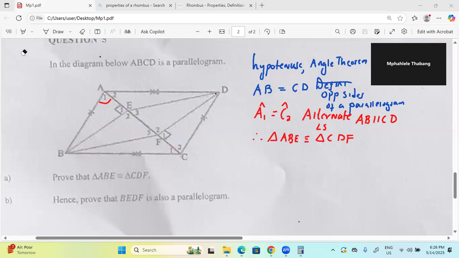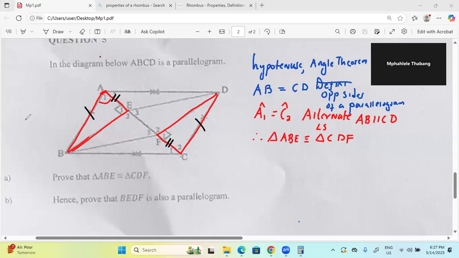I want to highlight those two triangles, which is the triangle ABE and the triangle CDF. Now, triangles that are congruent have corresponding sides that are equal. Remember we have proven that these two triangles are congruent. It means that this side, actually we already know that is equal to this side, opposite side of a parallelogram, which now the side AE is going to be equal to FC.